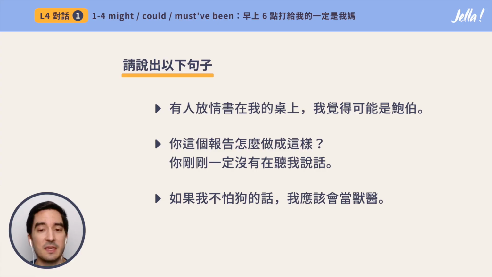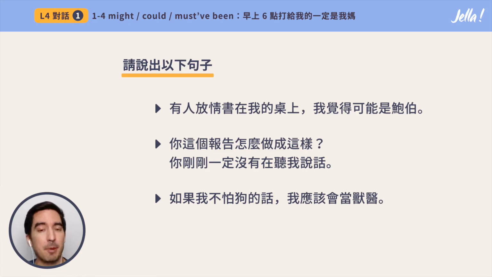And then I think it could have been Bob. Now, again, you could use could or might. Both are okay. It might have been Bob. It could have been Bob, okay? Some students wrote, it could have been from Bob, okay? But here in this sentence, I would not add the word from because we're focused on the action, put. Someone put a love letter on my desk. Who put it there? I think it could have been Bob.